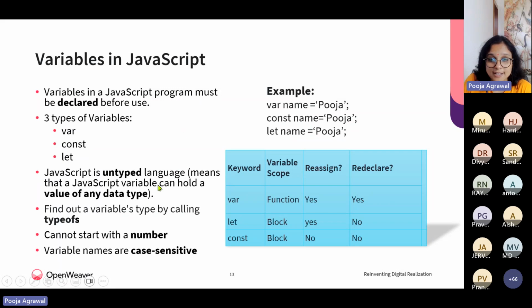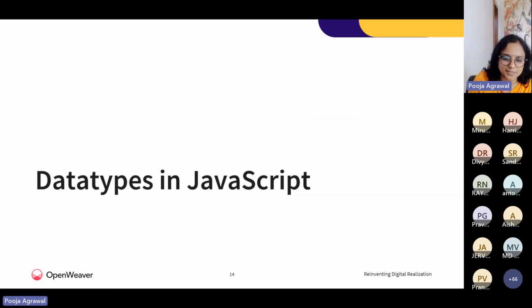But for const, the scope again lies within the block, and with the name constant, the keyword itself says we won't be able to reassign, nor redeclare it. Once defined, it would keep the same assigned value. So that is how, in this example, you should be able to understand the scope, reassignment, as well as redeclaration. This is an important aspect when we are discussing the basics.